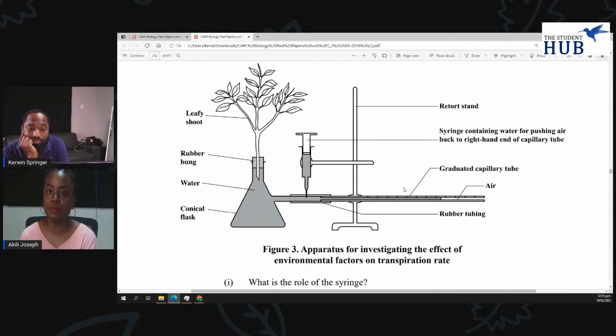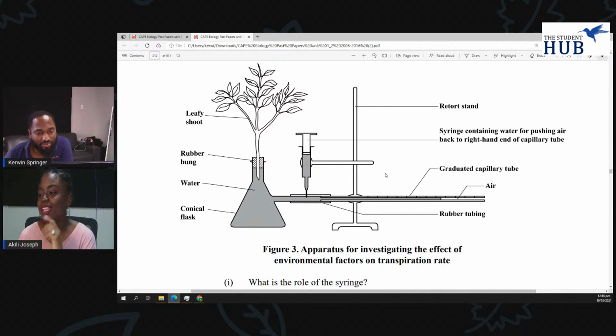Right? So we know this setup as the potometer setup, and we are accustomed to using this setup for investigating the effects of environmental factors on the transpiration rate. But we are not so familiar with using the same setup for looking at stomata distribution. You know the setup was what? The potometer. So this is a potometer. Right? Well, some people say potometer, but I don't know.